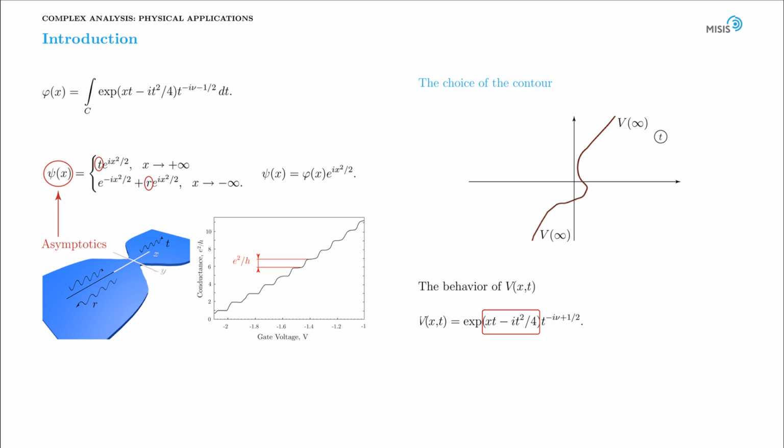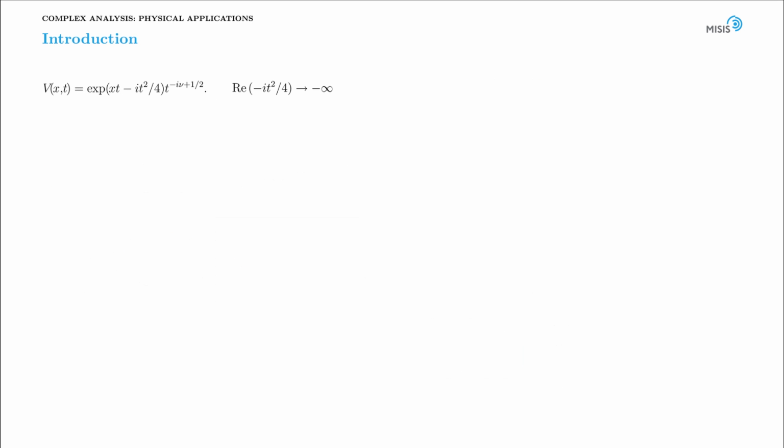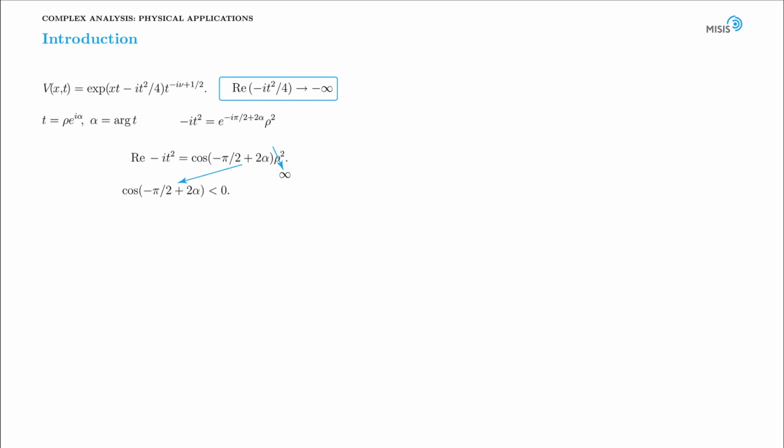We see that at large t, the exponent is dominated by the quadratic term. So, if we impose the condition that the real part of the quadratic term tends to minus infinity at both ends of the contour, we will satisfy our principal condition. The v function will indeed vanish. Let us see how it comes about. We switch to exponential form of t, introducing its modulus and argument. And here is how our quadratic term is transformed. Extracting its real part and taking modulus rho to infinity, we deduce that it is enough to require the argument of t to satisfy the following equation, which is easily solved.